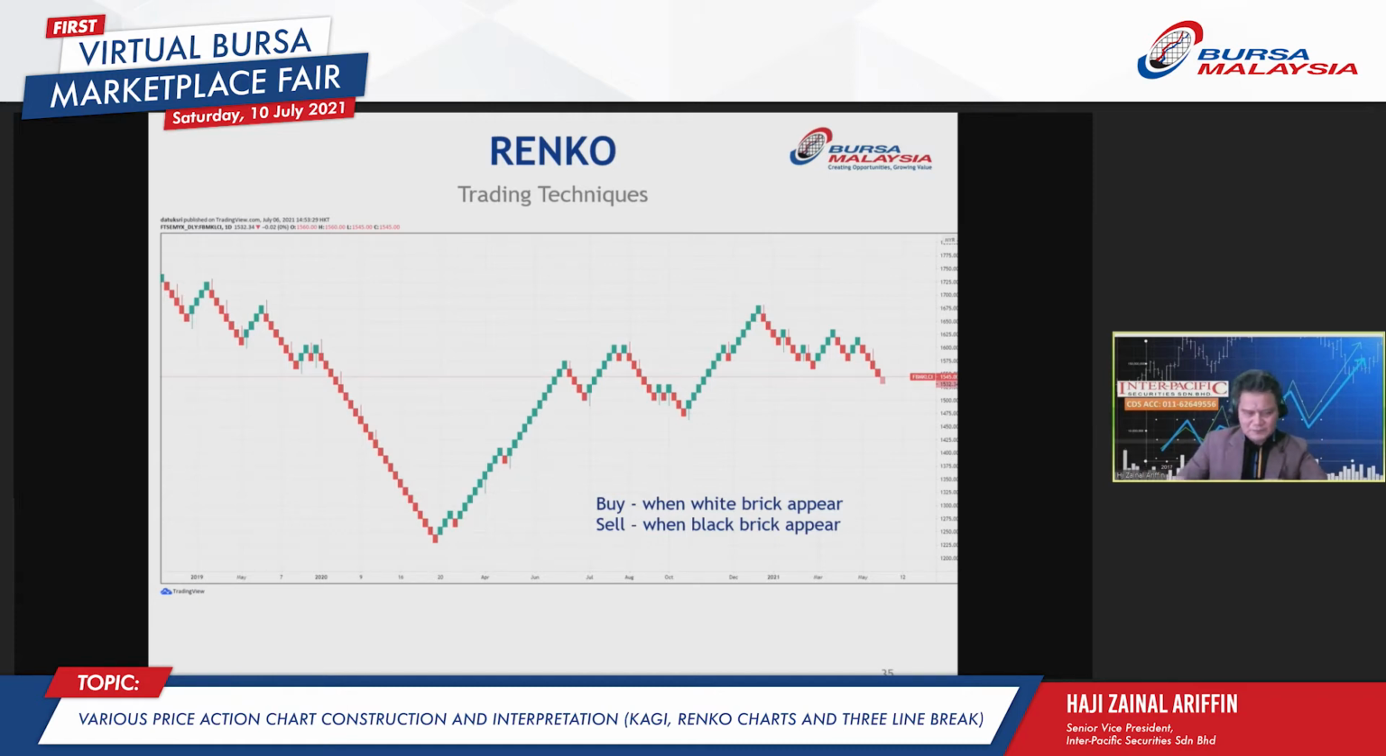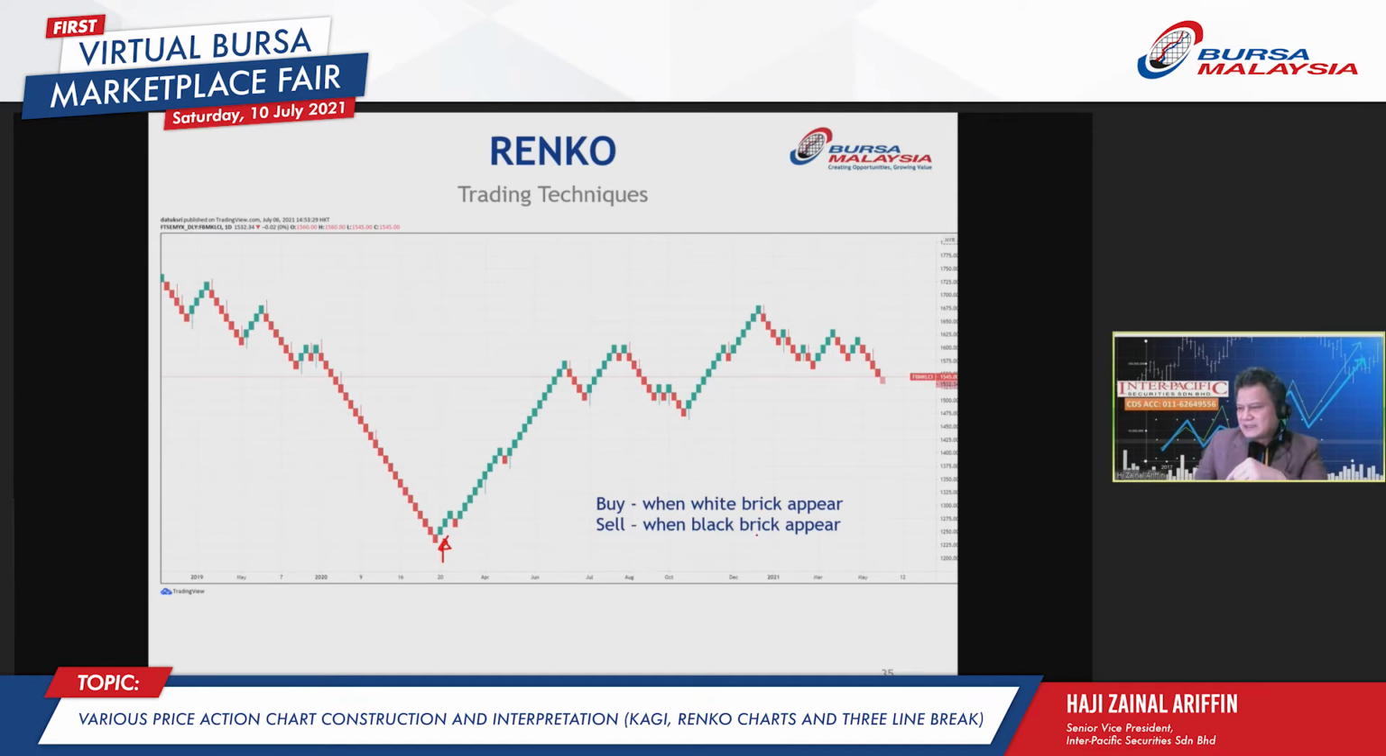Let's say, for example, it comes down and then a green brick comes out here. There's a buy signal here. Can you buy? So what to do? As long as there is no red brick, usually we use the first red brick, and only if it exceeds that first red brick do we sell. As long as the bricks keep on being green, we just hold it until it changes or reverses.